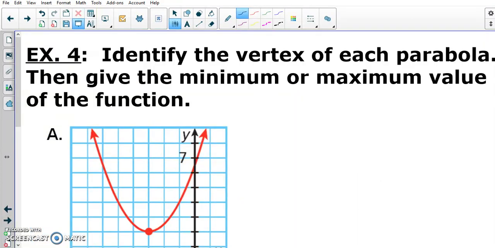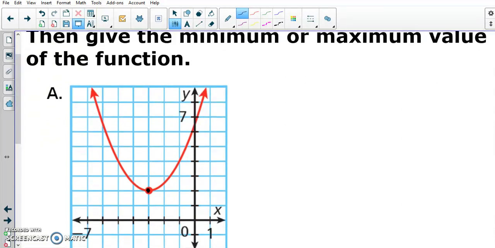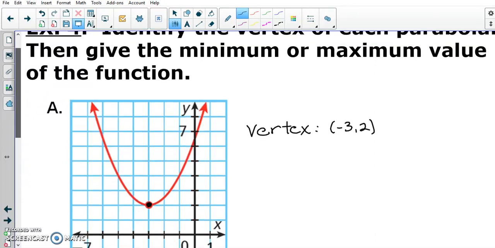Okay, so to identify the vertex, if you're given the graph, all you have to do is find the coordinates of that point. That is the lowest point here. So you need to write down the vertex is -3, 2. Okay, label it as an ordered pair. Now it says give the minimum or maximum. Well, that is the lowest point on the graph. So you label it as a minimum.